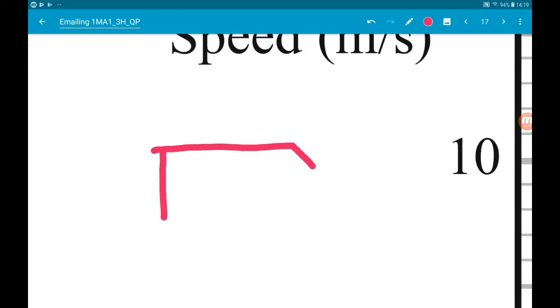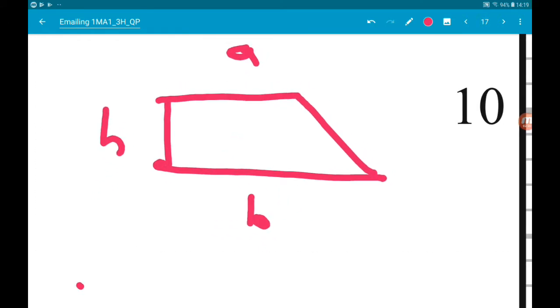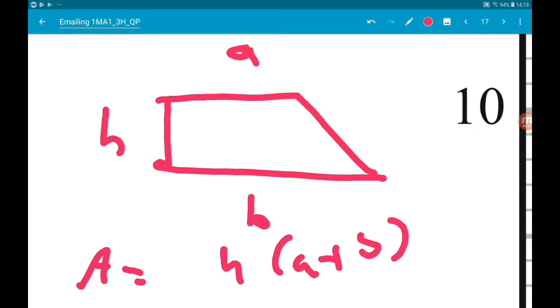Now for the rest, they are going to be trapeziums, so we need to know the formula for the area of a trapezium. So the top is usually called A, bottom B, height H. Area is height times A plus B all over 2.